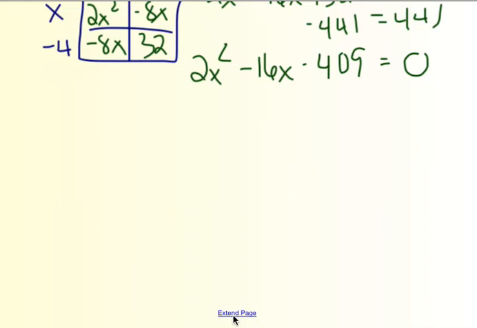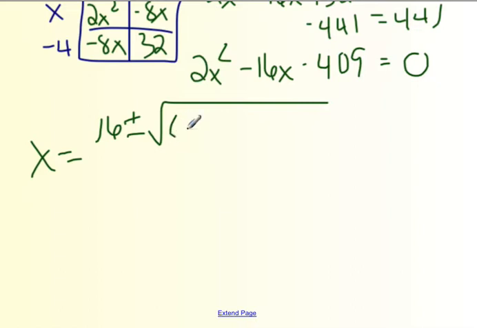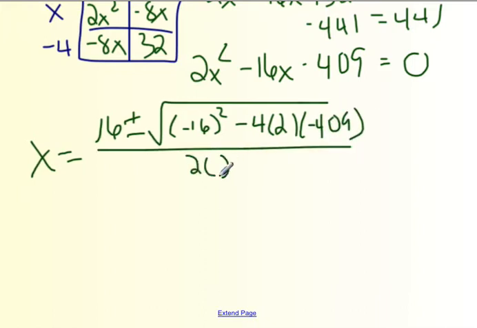And so I'm not very confident about plugging this into the zero product property. So I'm going to use the quadratic formula. So x is equal to the opposite of b plus or minus the square root of b squared minus 4 times a times c, all of that over 2 times a.